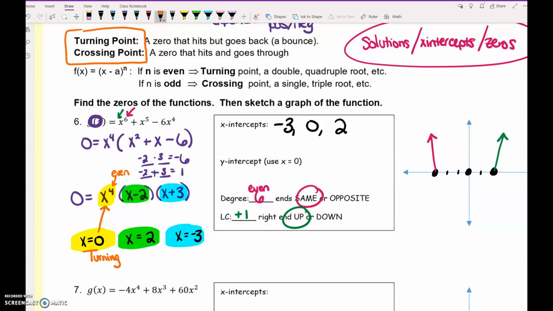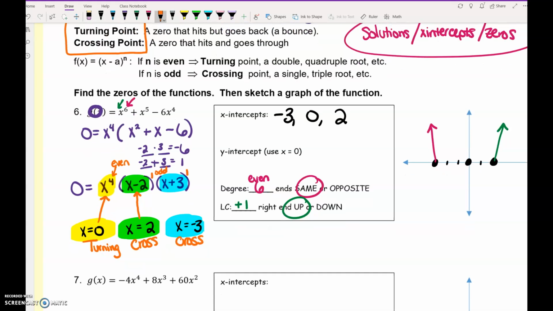What exponent do these two parentheses have on them? A 1. If there's no exponent shown, that means it's an exponent of 1. So the solution x equals 2 comes from this green term that has an odd exponent, so that is a crossing point. Same thing with -3. It's going to be a crossing point because it comes from a term that has an odd exponent.